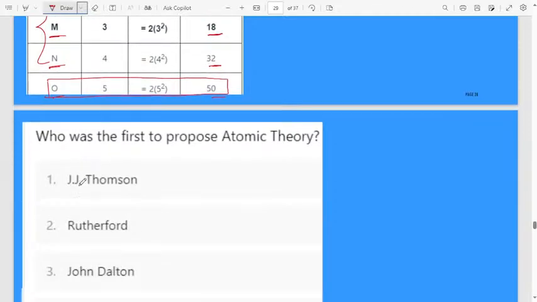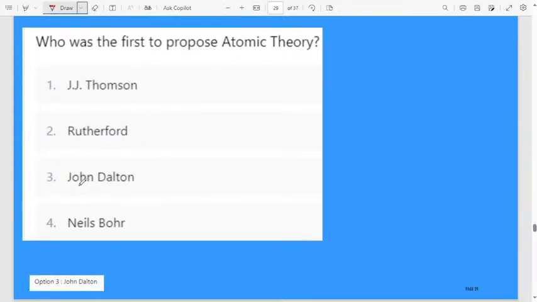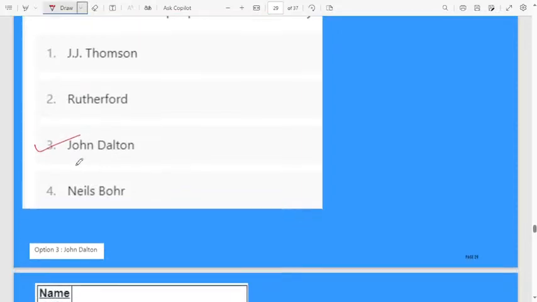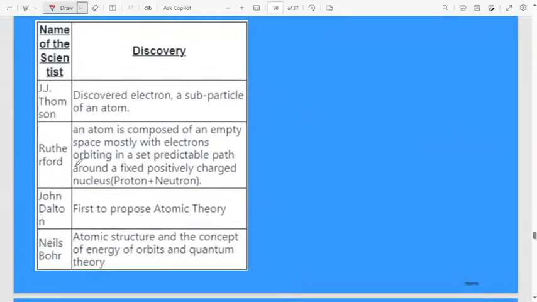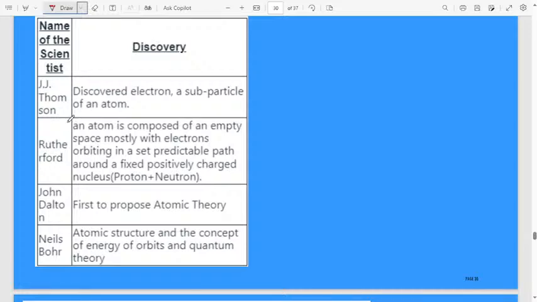Who was the first to propose atomic theory? The one who proposed the atomic theory first is John Dalton. Remember the names of the scientists and what they discovered. J.J. Thomson discovered the electron, the subatomic particles of an atom. Rutherford: an atom is composed mostly of empty space, with electrons orbiting in a set of predictable paths around a fixed positive charge nucleus of protons and neutrons. J.J. Thomson discovered the electron and subatomic particles.